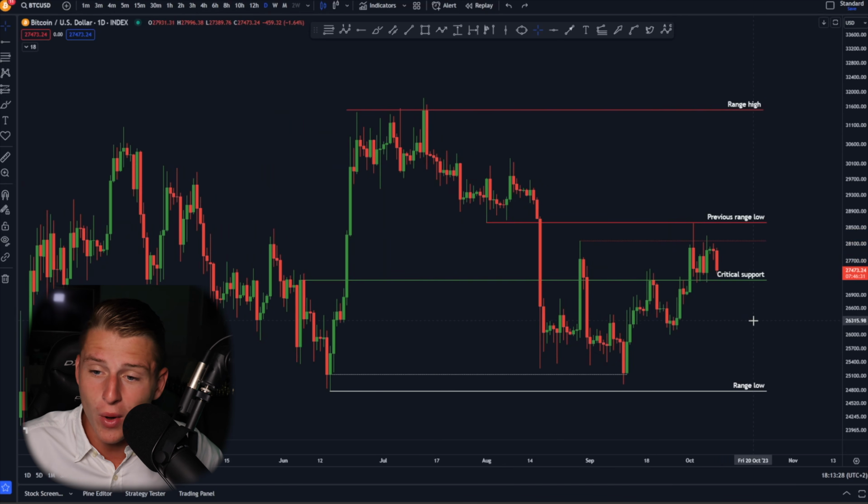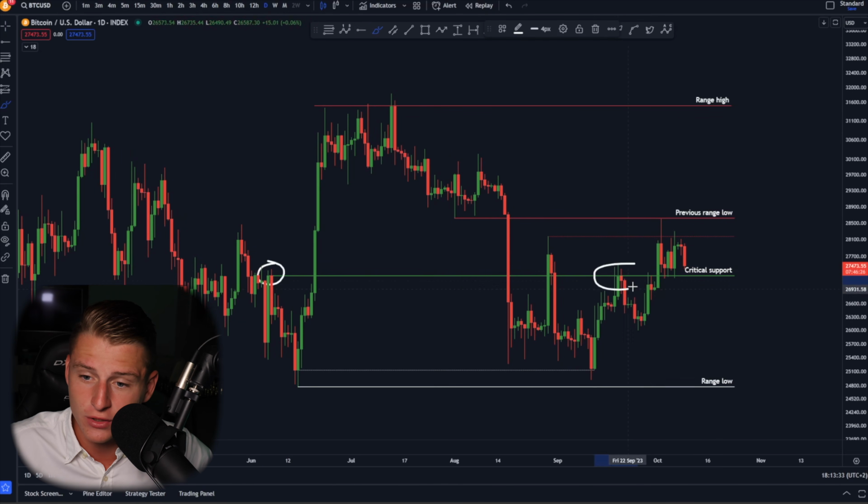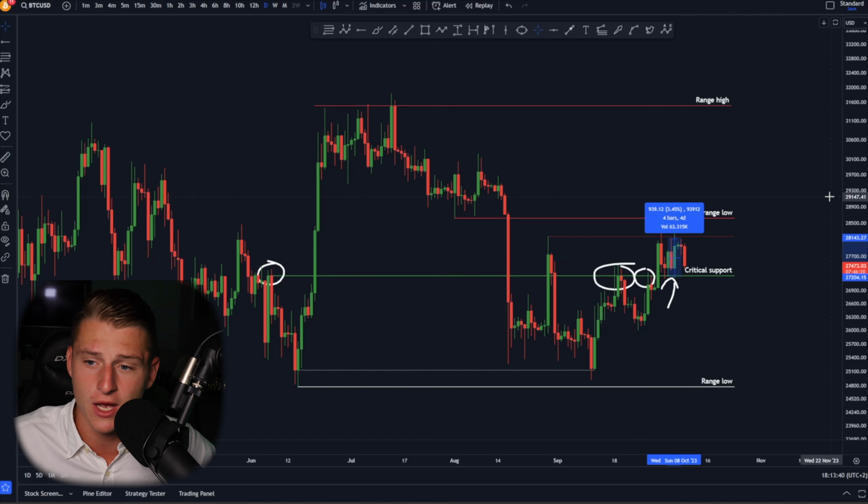So how do you identify these levels? Also this level on the lower side, previous resistance turned into support right here and acted as support. If you longed this level, you could have made at least another 4% move towards the upside. So let me quickly talk about how you identify these levels.